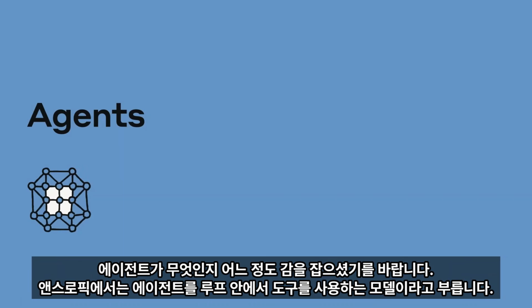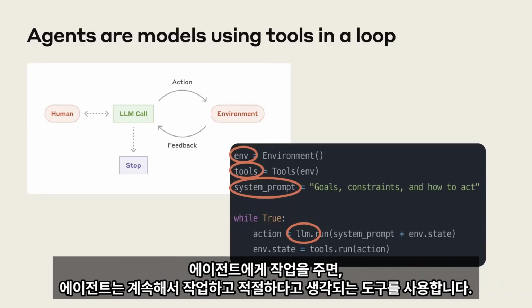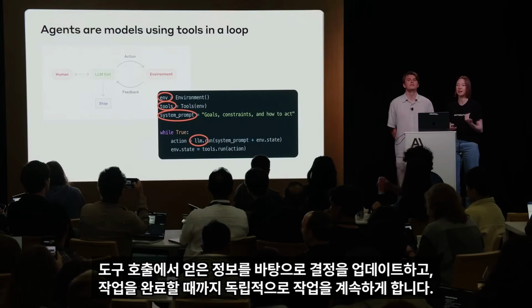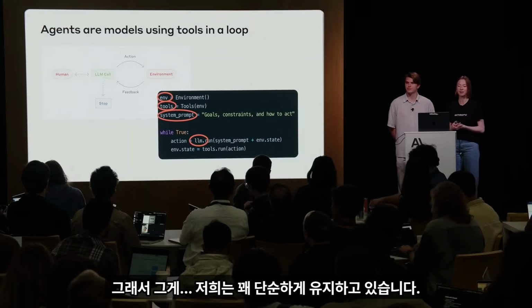So hopefully you have a sense in your mind of what an agent is. At Anthropic, we like to say that agents are models using tools in a loop. So we give the agent a task, and we allow it to work continuously and use tools as it thinks fit, update its decisions based on the information that it's getting back from its tool calls, and continue working independently until it completes the task. So we kind of keep it as simple as that.